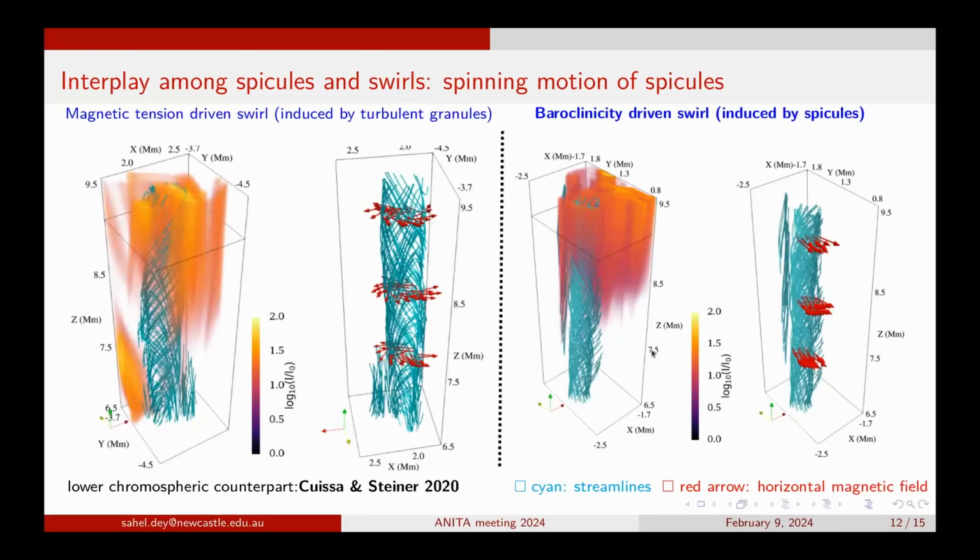The second kind is not reported yet. We find this kind of structure: the streamlines are helical, but the magnetic fields, these red arrows, are not helical. And we find that baroclinic instability is actually generating this kind of swirl. Baroclinic instability comes from the neighborhood of the spicules. Basically, spicules are generating this baroclinic instability, getting some gradients in the density and pressure, because in the neighborhood you expect a strong gradient. So this is a completely spicule-driven swirl, and again the swirl is back-reacting on it.